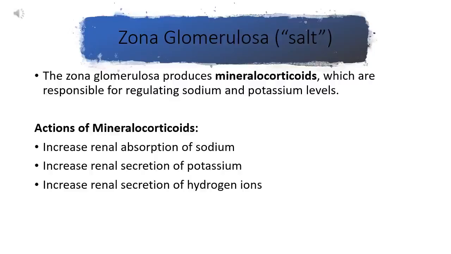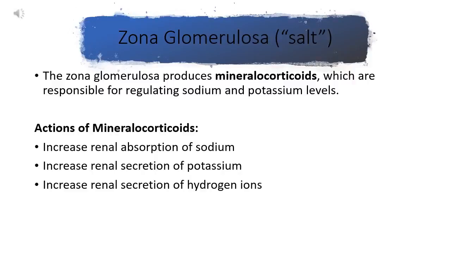The zona glomerulosa is the most superficial region of the adrenal cortex. The zona glomerulosa produces a group of hormones known as mineralocorticoids. They are called mineralocorticoids because of their effect on body minerals such as sodium and potassium. These hormones are essential for fluid and electrolyte balance. Mineralocorticoids basically function to retain sodium and excrete potassium and hydrogen ions out of the body and into the urine. So we want to increase sodium or retain sodium and get rid of potassium and hydrogen, or acid.